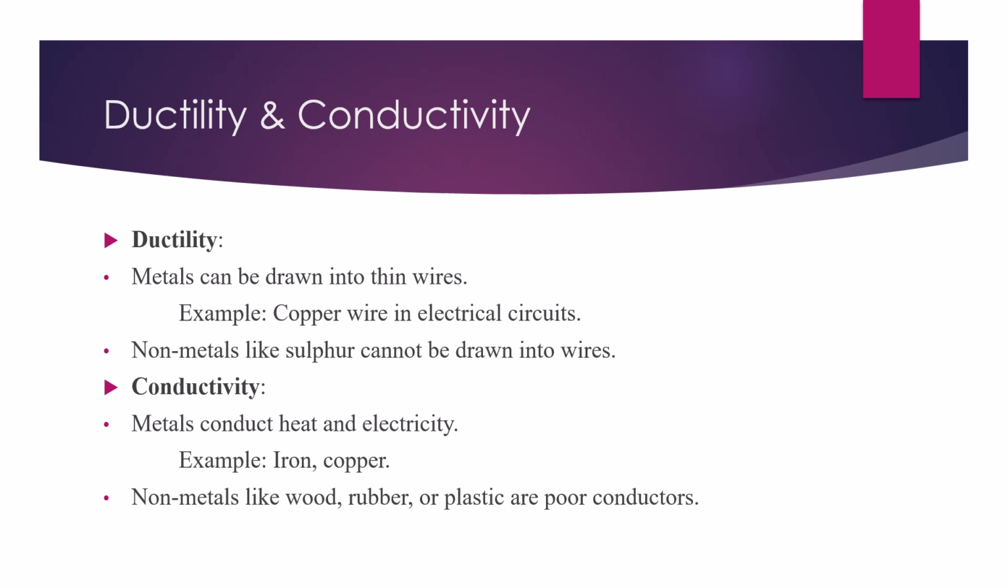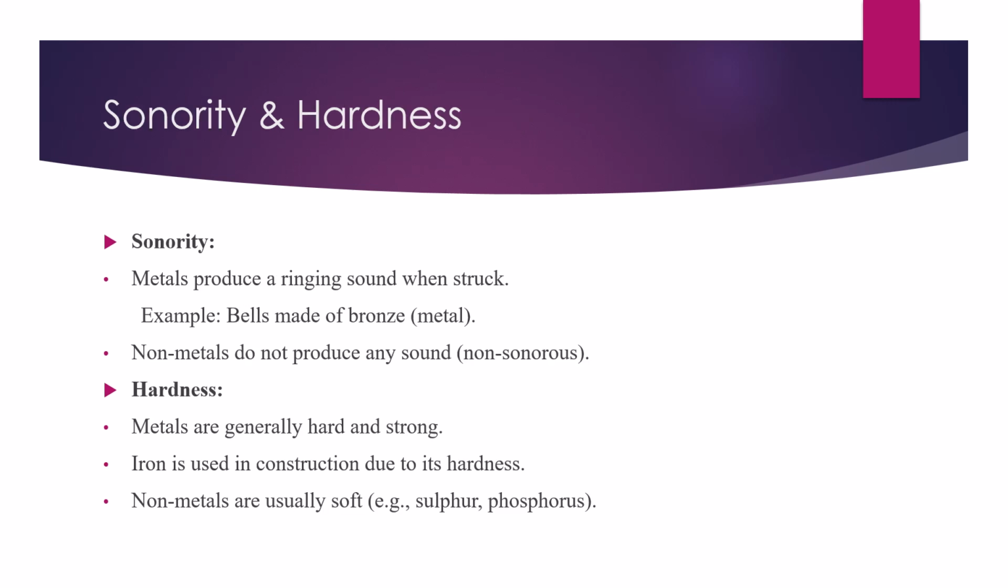Next is conductivity. Metals conduct heat and electricity. For example, iron, copper. Non-metals like wood, rubber, or plastic are poor conductors. Next property is sonority. Metals produce a ringing sound when struck. For example, bells made of bronze, that is metal. Non-metals do not produce any sound. They are non-sonorous.